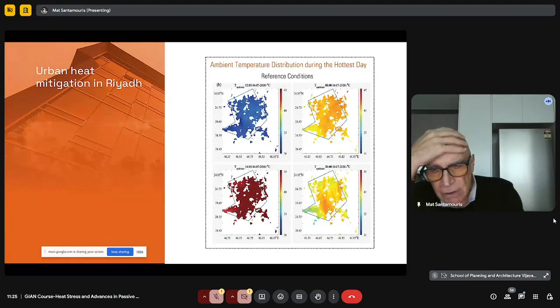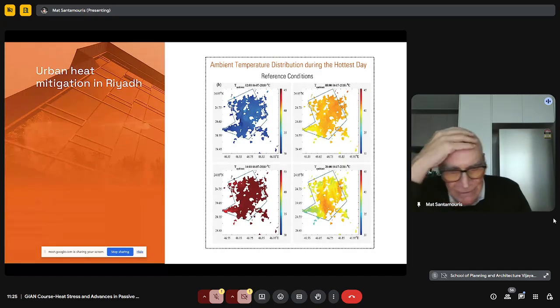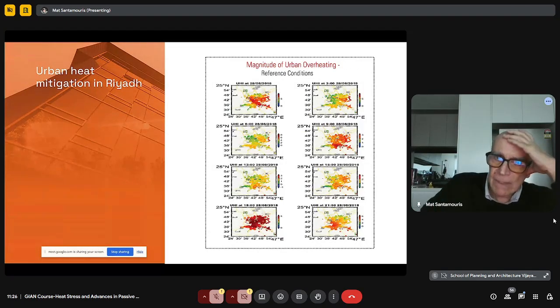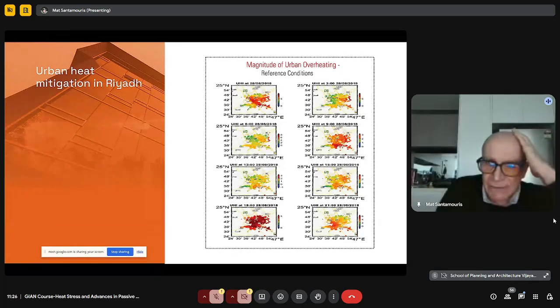And in the afternoon, 40 degrees. So during the hottest day of the year, we have extremely high temperatures, which are completely unpleasant and create many energy and health problems. So based on it, we have calculated the urban heat island intensity.